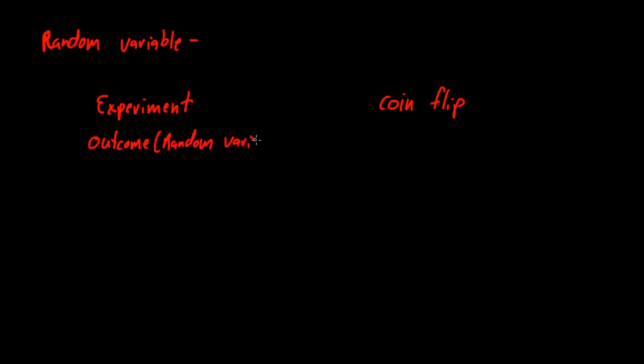So to break that down, we have an experiment. And for our example, our experiment will just be a coin flip. And for that experiment, we have an outcome. And that outcome is what we're going to call our random variable. So our outcome is our random variable. And for this experiment, we're just going to say our random variable, or our outcome, is going to be x. So our coin flip is our experiment, and our outcome, our random variable, is x.